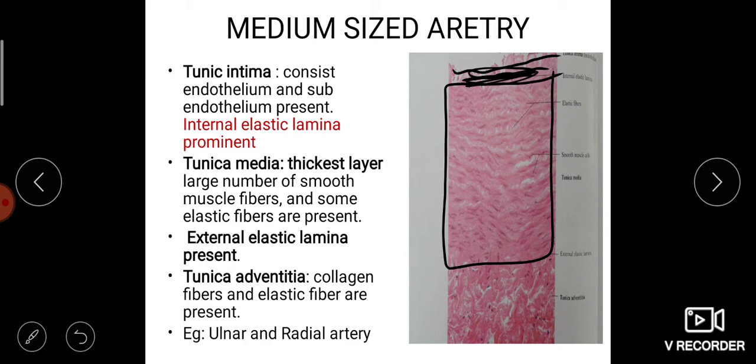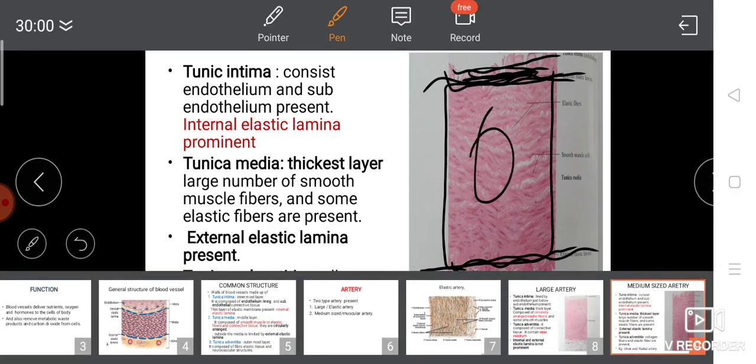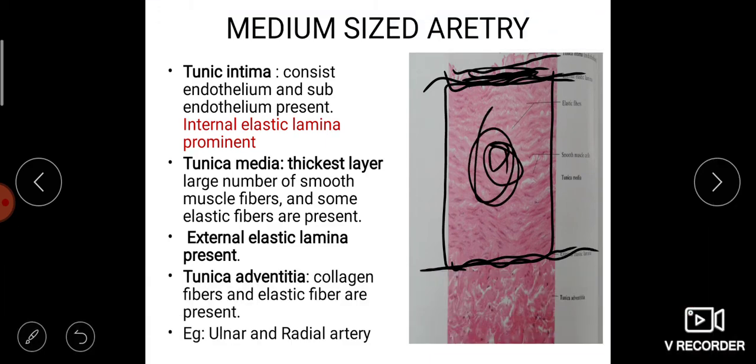The tunica media is the thickest layer. A large number of smooth muscle fibers are present. Some elastic fibers are present. Then internal and external elastic lamina are very prominent here and here. It is prominent because we can discriminate the internal and external elastic tissue from the tunica media, because tunica media is muscle tissue and internal and external elastic lamina are elastic fibers. We can discriminate this elastic fiber from the muscle fiber when we view under the microscope.